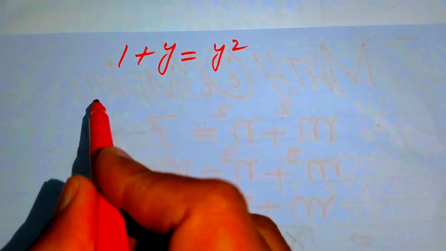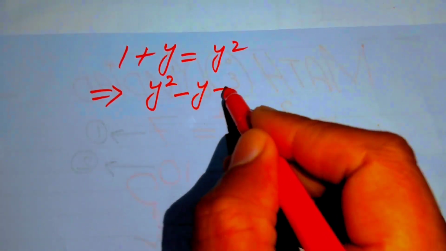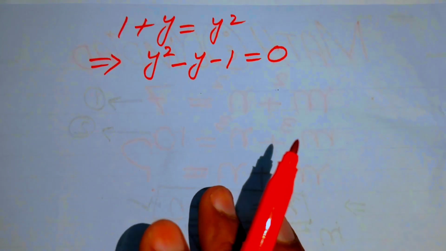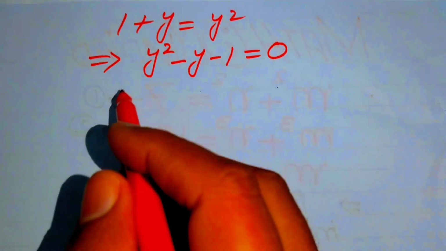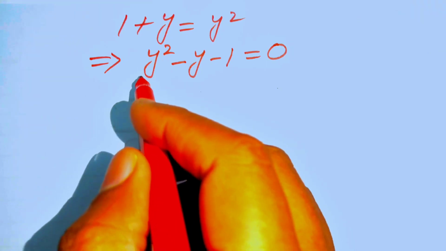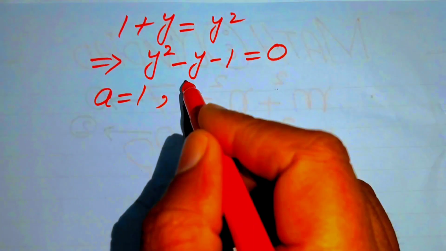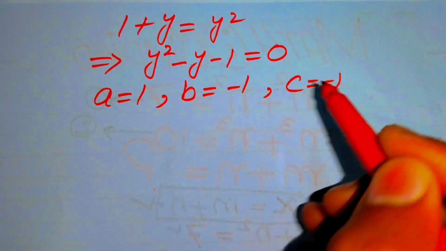So first we write it in standard form, and we move 1 plus y to the right hand side, and we write it as y square minus y minus 1 equals 0. Here we cannot easily make the factors of this equation, so we will use the quadratic formula. First we write the coefficients: a equals 1, b equals minus 1, and c equals minus 1.